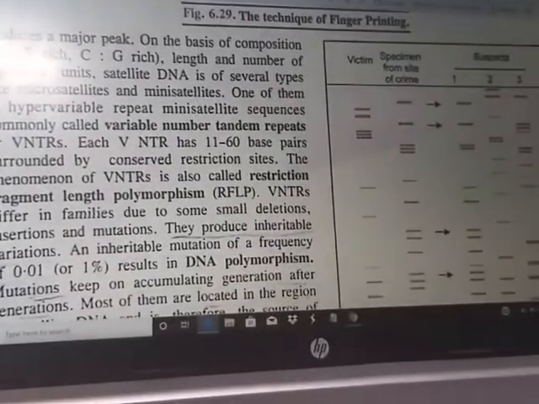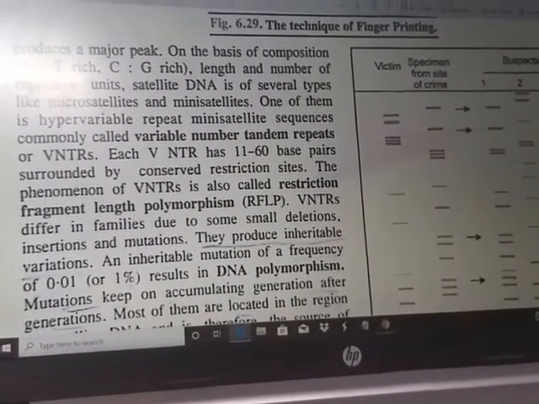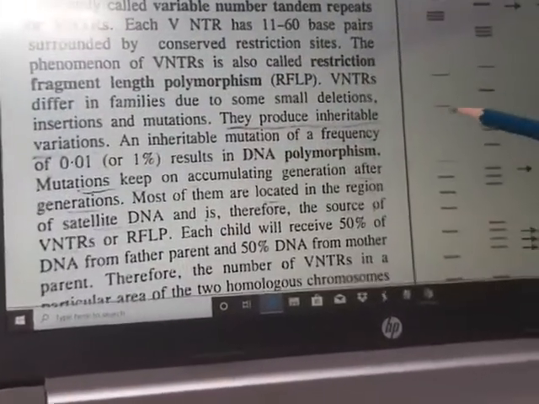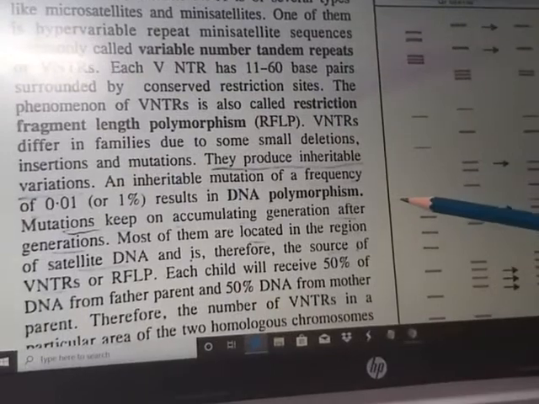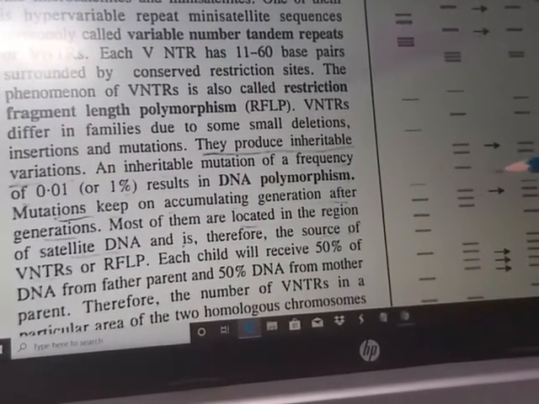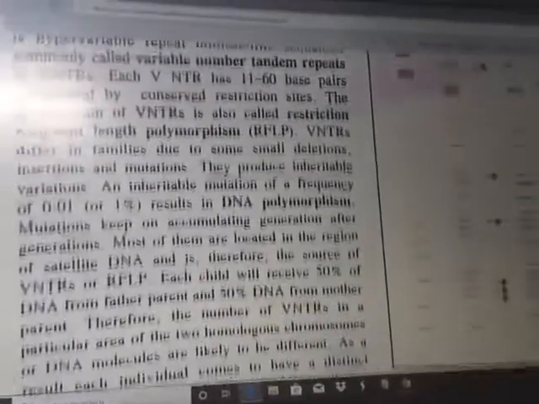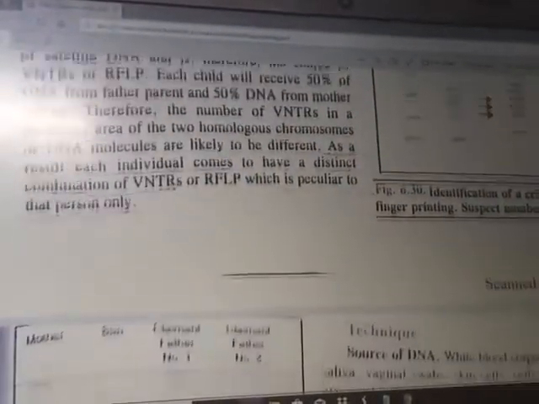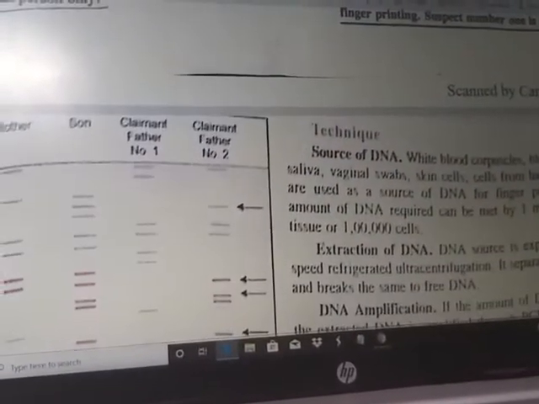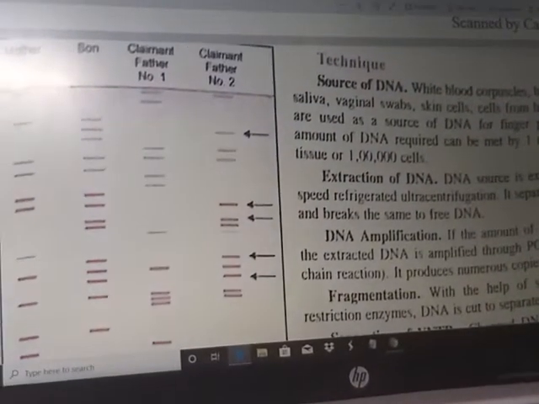So, it is VNTR and related with DNA polymorphism, which is the basis, and it is visualized in the form of bands when the technique is completed. We take you to the steps of the technique. Here we start with the technique. First step is to collect the DNA.